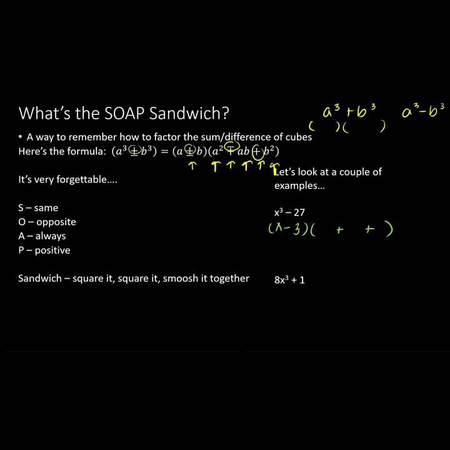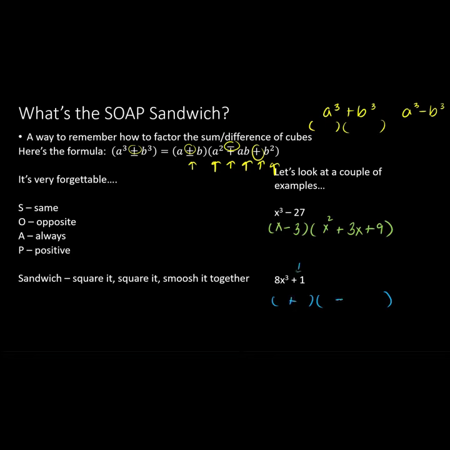And to get our sandwich, we're going to square the first, square the second, and then multiply them together. That's like smushing them together for the filling in our sandwich. Square it, smush it together. Here's another example. We'll put in our operators.